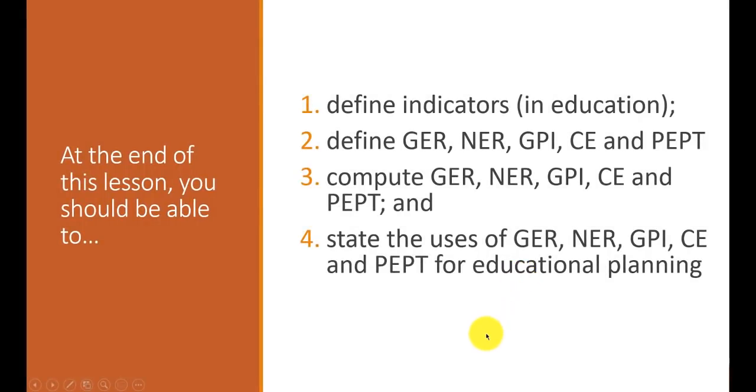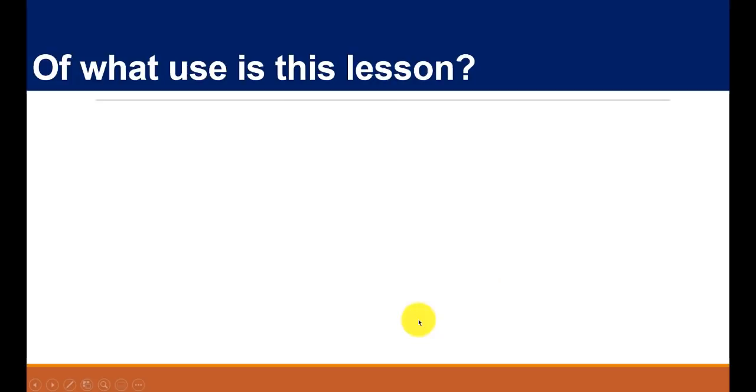And this lesson, what are we going to be doing? We're going to be doing four things. We're going to be defining indicators, specifically these five indicators. We're going to compute them, and more importantly, state the uses of these indicators for educational planning.